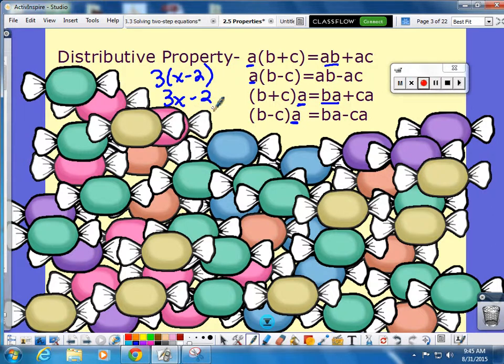What they forget to do, they forgot to treat everything fairly. 3 times -2 also, right? 3 times everything in the set of parentheses. But I'm telling you, that is the distributive property, easy to understand, but also easy to mess up because we get in a hurry. So everything inside the parentheses is multiplied by the number on the outside.